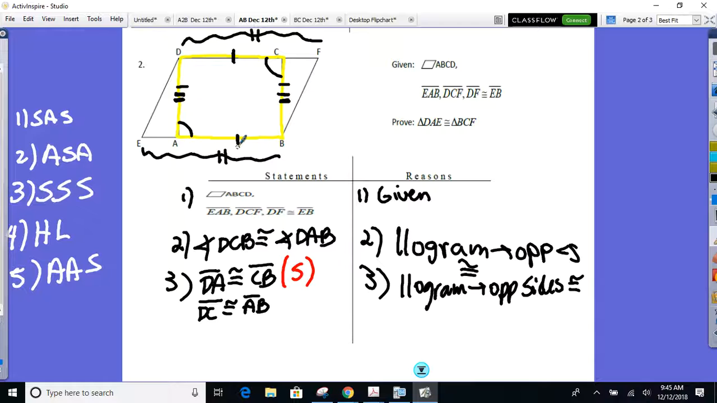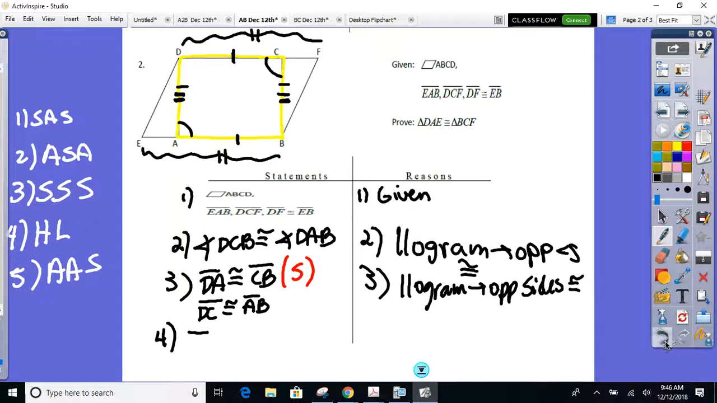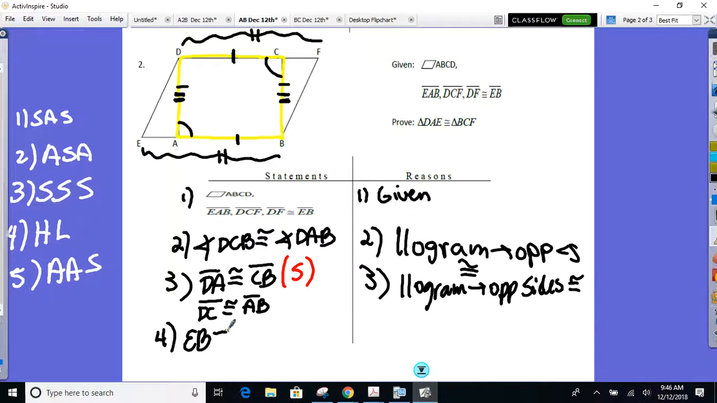Darn it, subtraction. I got to take these full sides and subtract the ones that were just given to me. Everyone see the subtraction going on? So I'm going to say EB. Tell me what we're subtracting here. EB minus AB is equal to DF minus DC. Subtraction.